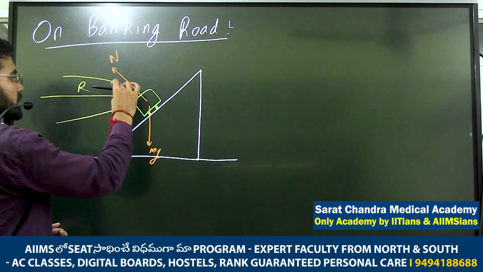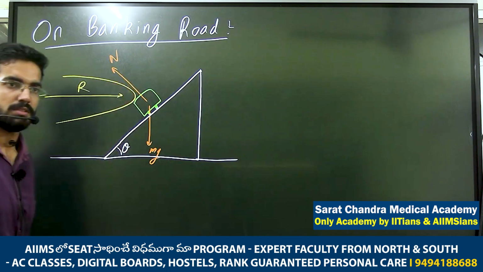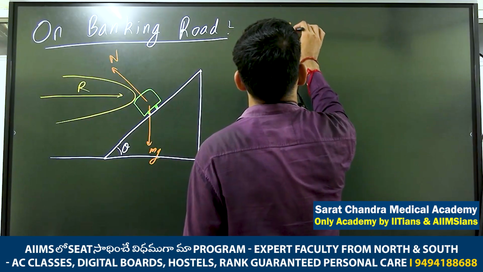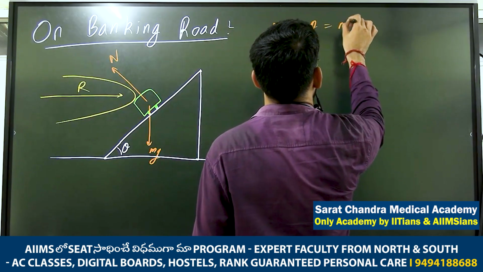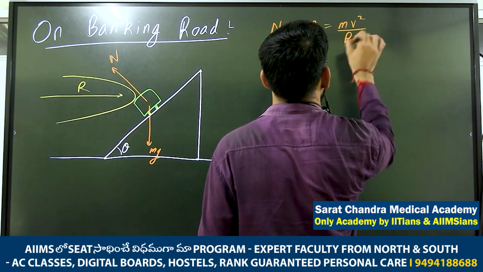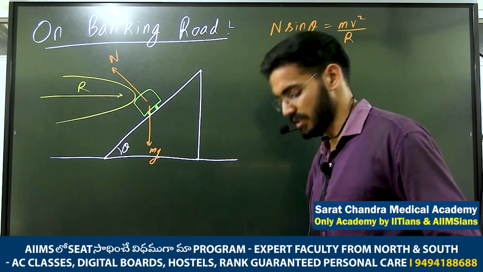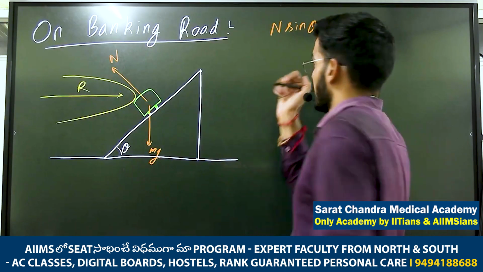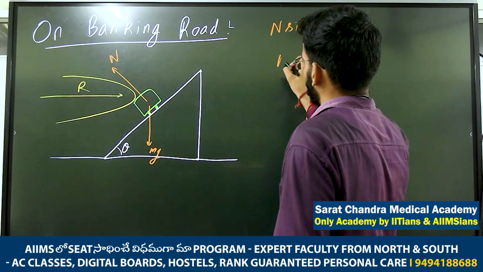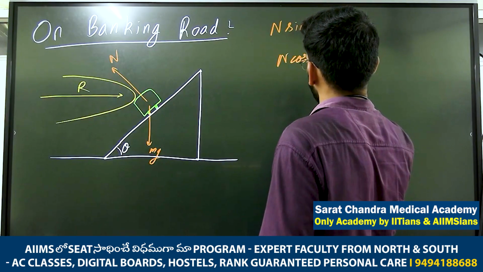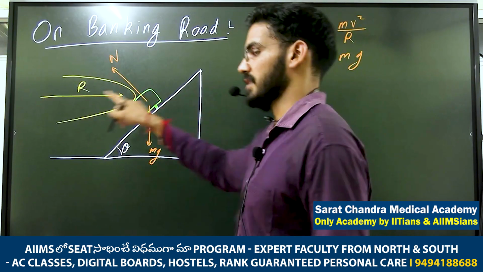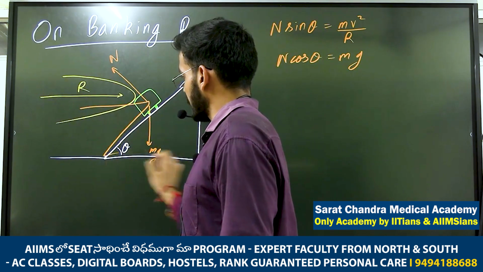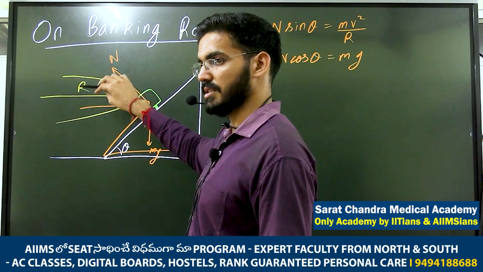So the normal's this-side component is what? N sin θ. Everyone agree? So N sin θ is providing you the mv²/r, whatever radius he is rotating in, according to the radius of curvature of that particular road. And the second thing is N cos θ is balancing the mg. Understand how N sin θ came? From here, this is a Z, right? θ, θ, 90 minus θ. So N sin θ will come.